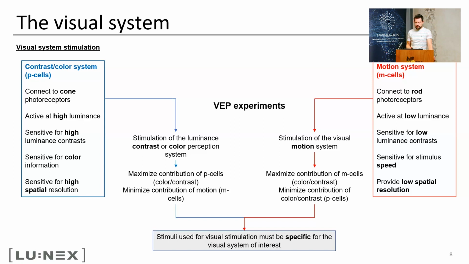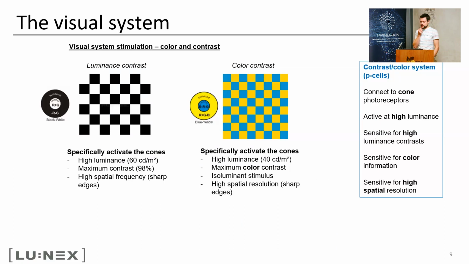So how do the stimuli look? Of course, there are hundreds of different stimuli in the literature that all have some specific characteristics. I will just present you two for the P cell system and one stimulus for the M cell system that have maybe the highest signal-to-noise ratios. So coming first to the P cell system. What we said is that the P cells are activated at a high luminance, high luminance contrast or color contrast because they are sensitive to colors, and we have a high spatial resolution, or the cells are active at a high spatial resolution.